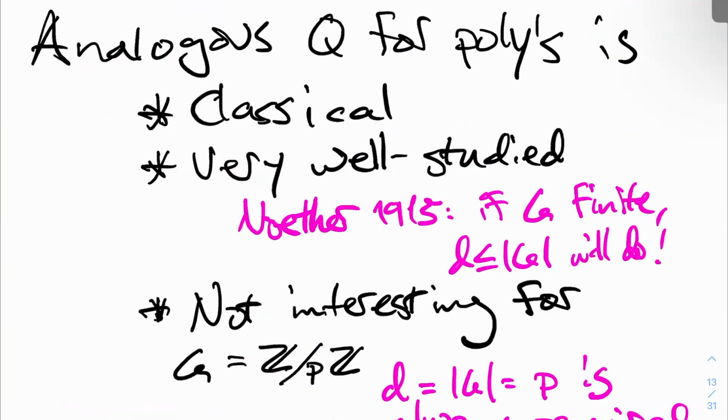the analogous question for polynomials, meaning instead of asking for rational functions to be expressed as a rational function of these particular polynomials, just to ask for all polynomials to be expressed as polynomial functions of these polynomials, is a classical and very well studied question. The foundational result is Emmy Noether's theorem from 1915, that if the group that's acting is finite, then you can always do it with polynomials of degree less than or equal to the group order. Meaning any polynomial invariant can be represented as a polynomial in the polynomial invariants of degree less than or equal to the group order.